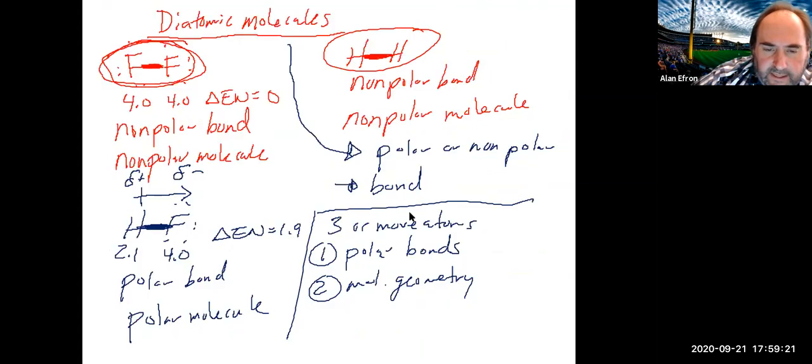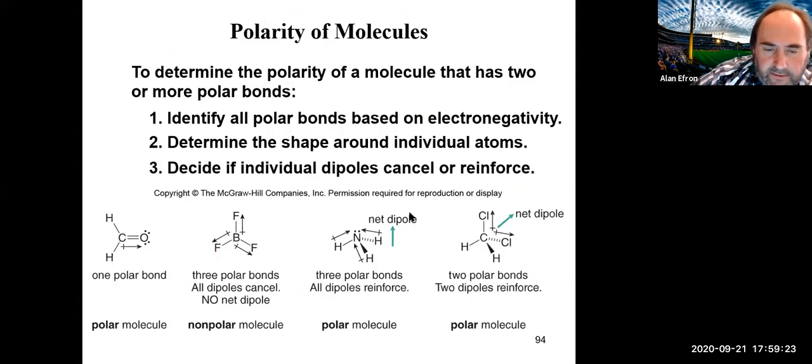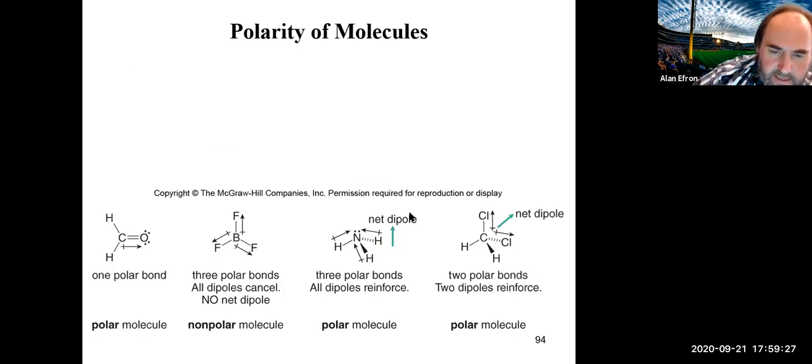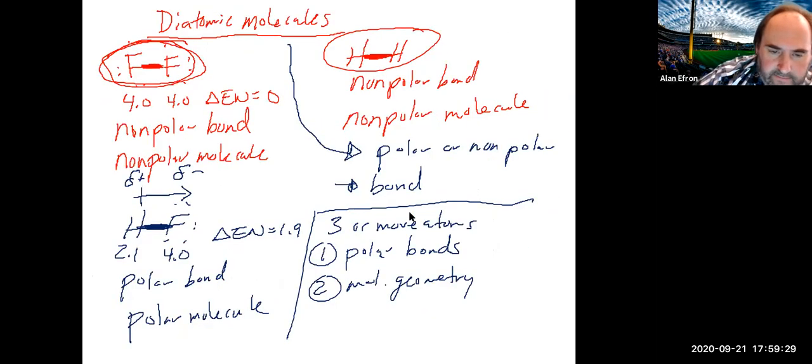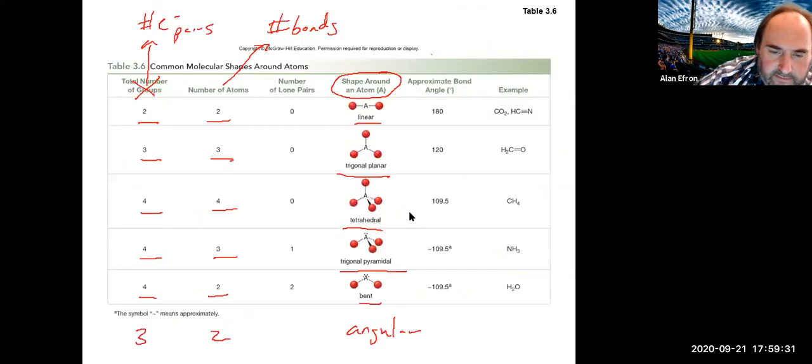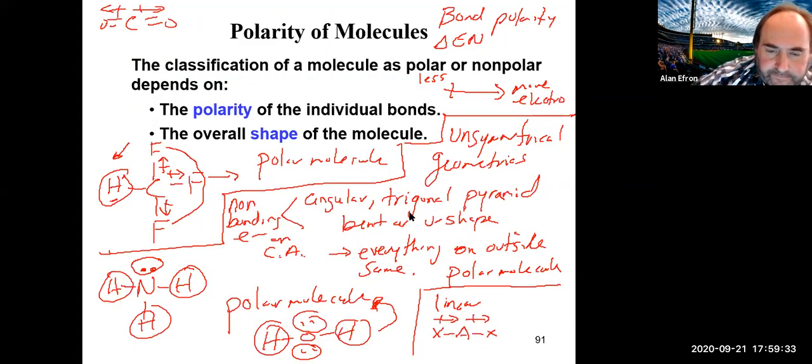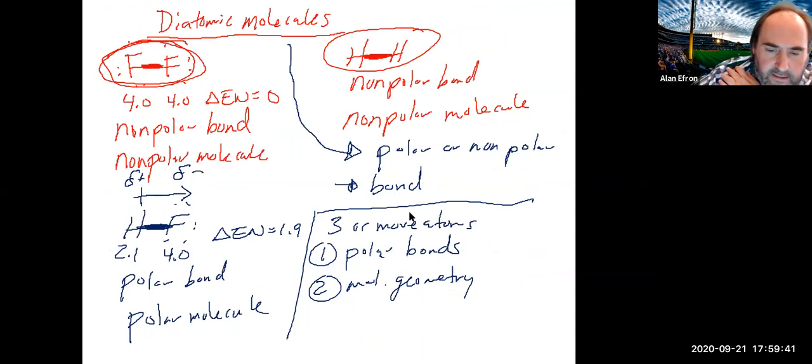Questions on that? So here are some examples. So really in terms of geometry, I think that's the easiest way to do it.